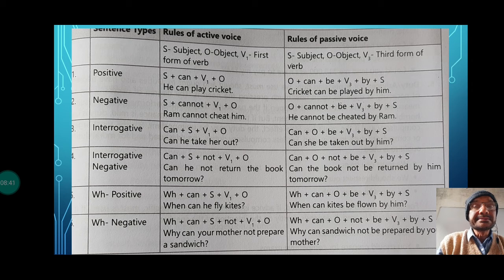Interrogative sentence: can plus subject. Can he return the book tomorrow? Interrogative negative: can plus subject plus not. Can he not return the book tomorrow? And WH question positive: When can he fly kites? And why can your mother not prepare a sandwich?